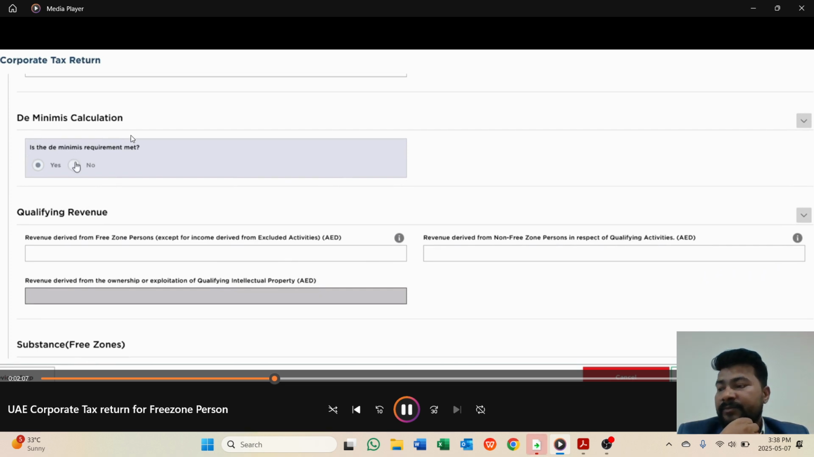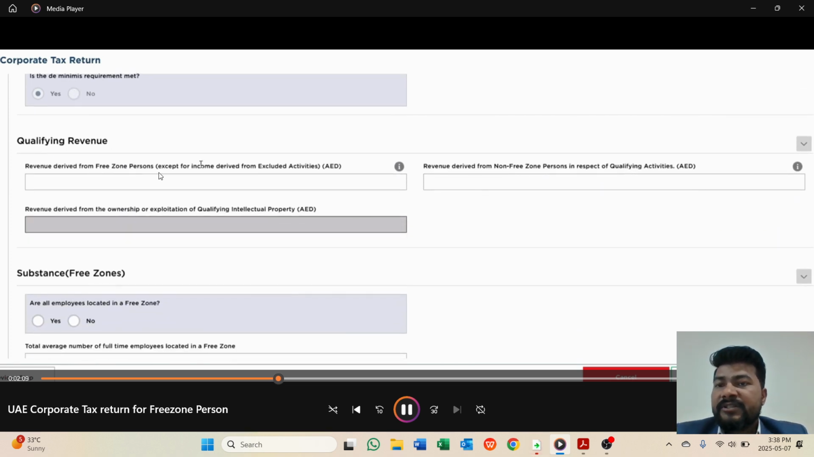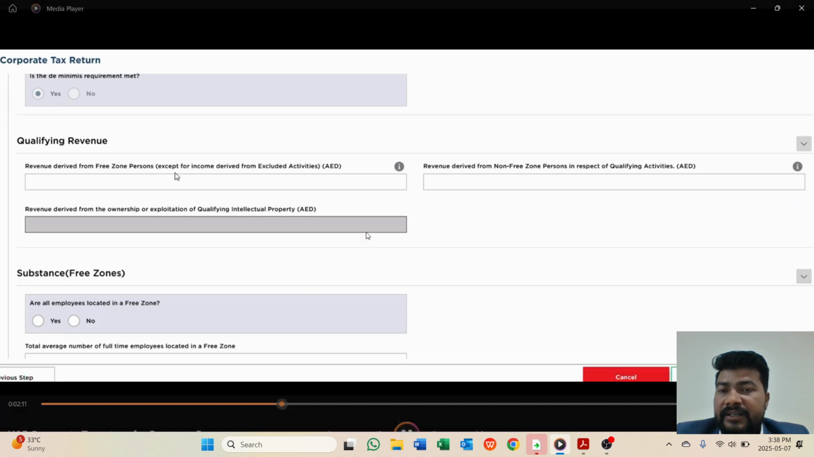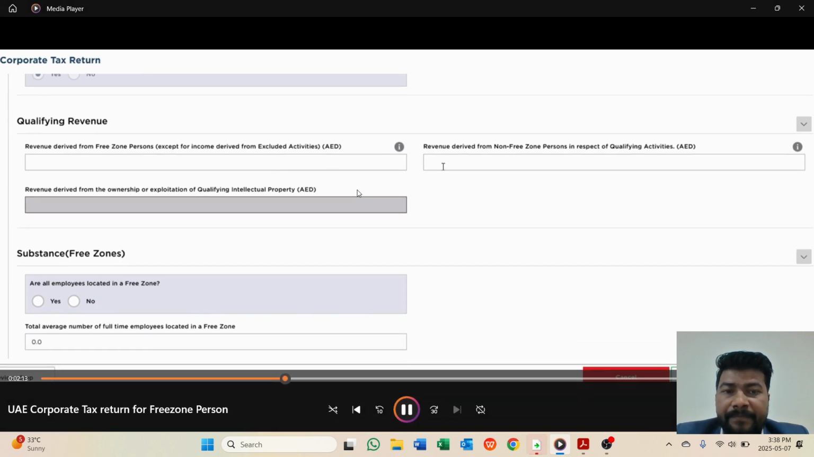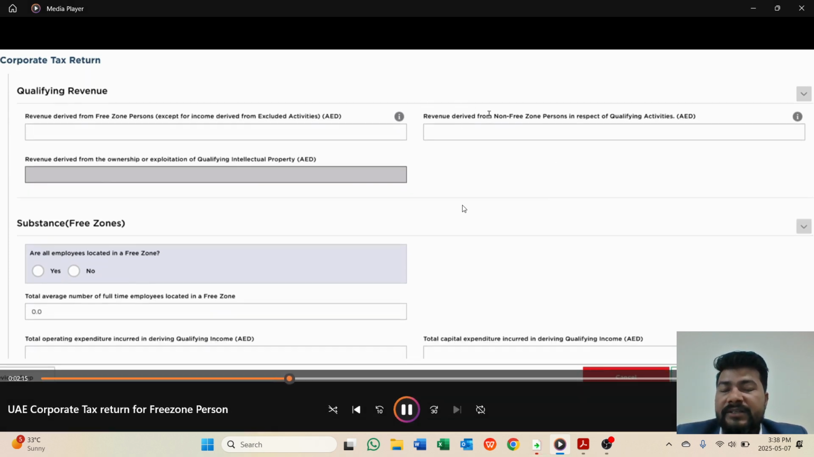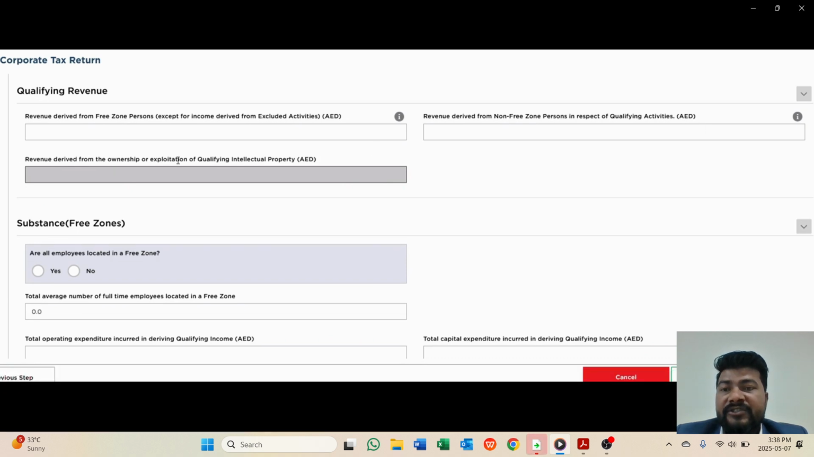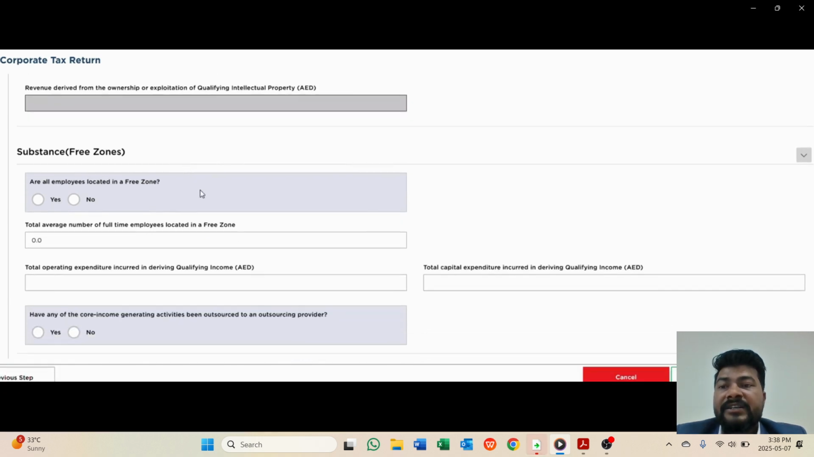Now we will calculate the de minimis requirement. So, is the de minimis requirement met or not? If yes, then put total income derived from free zone person, income derived from non-free zone person qualifying activities, qualifying intellectual properties, all the detail you need to put here and move forward. Now the first condition of qualifying free zone qualifying income is satisfied. Now we'll come to substance.